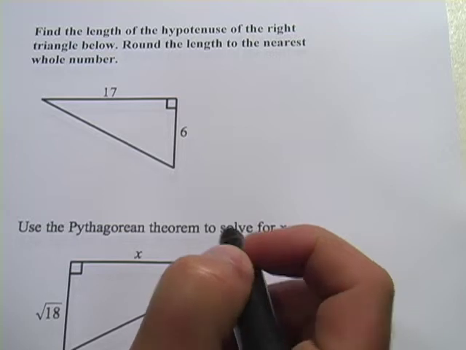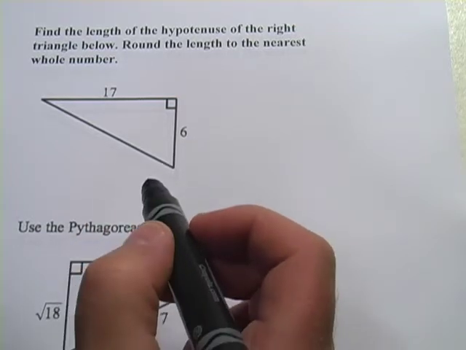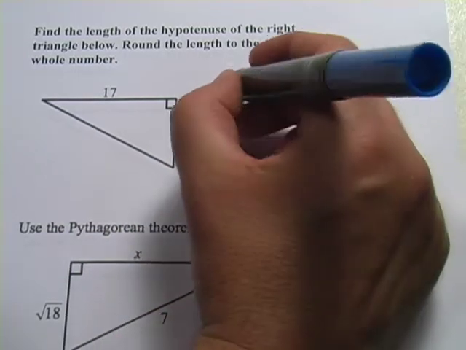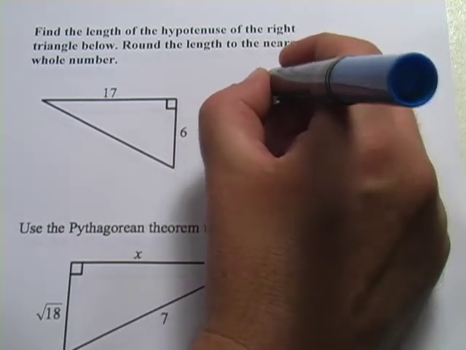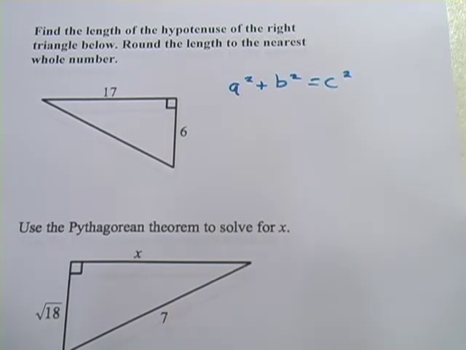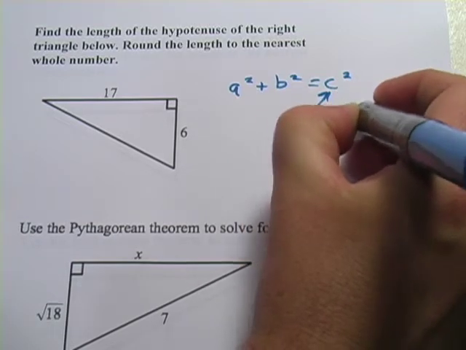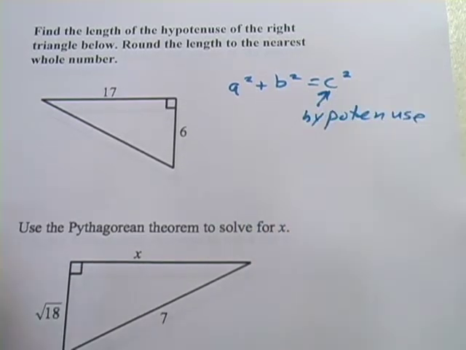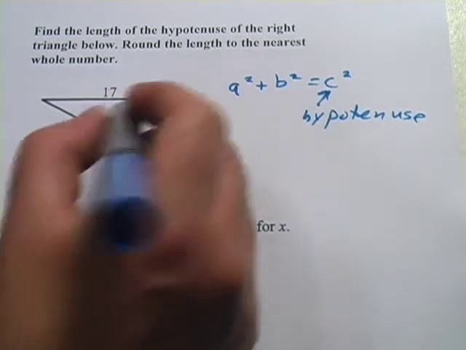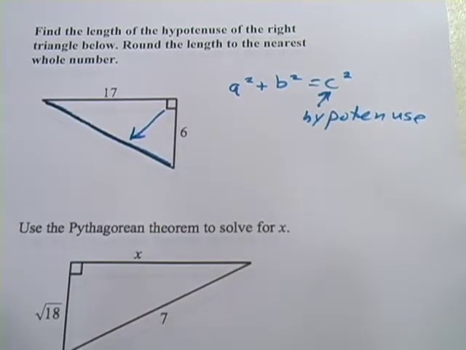In these problems, we're using the Pythagorean Theorem to solve sides in right triangles. And remember, the Pythagorean Theorem says a squared plus b squared equals c squared. And c is the hypotenuse, the longest side in a right triangle, and that's the side that's opposite from the right angle. So in this case, it's this side right here that's the hypotenuse.